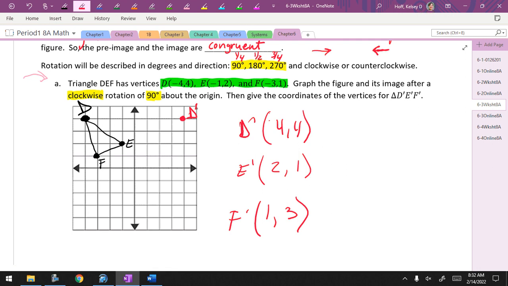Somebody who has not answered for me, tell me where E prime is located. Haley. Very good. Right 2, up 1 is E prime. And somebody else who has not answered, Marilyn, F prime. Right 1, up 3, and that one is F prime.